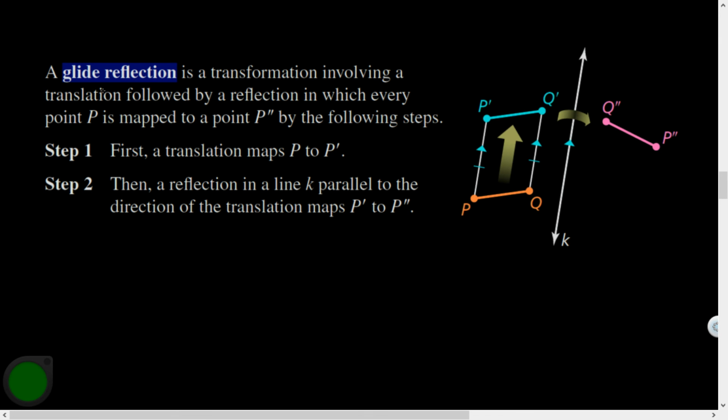So a glide reflection is a transformation involving a translation, which is when you slide it, followed by a reflection, when you flip it. All right? So you guys will all be trying these dance moves later. So step 1, translate from P to P prime, and then reflect over a line. There's P double prime. All right, makes sense. Glide reflection. You guys like that?